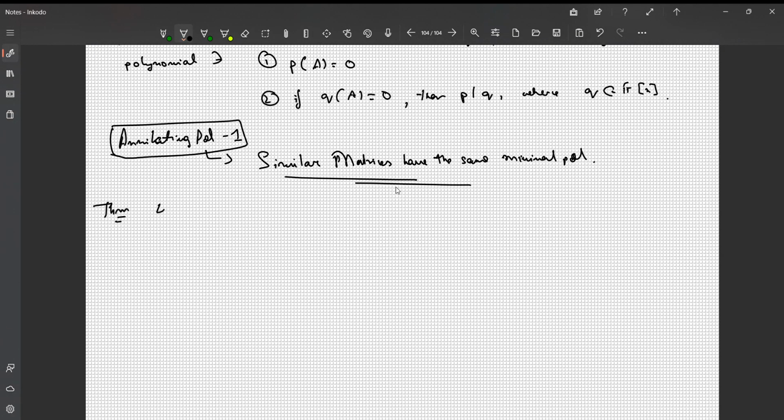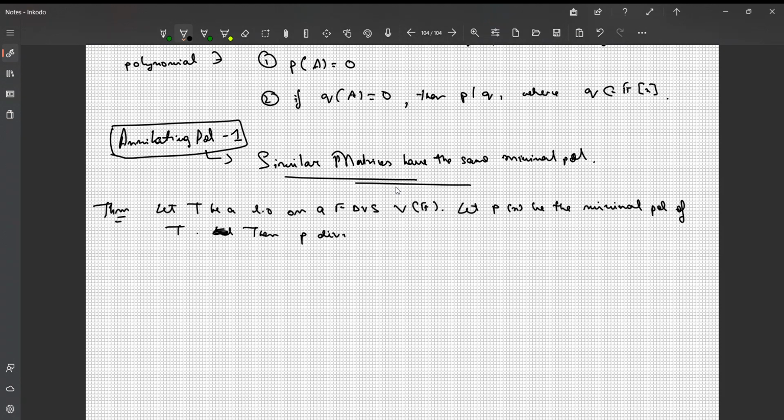We come up with a theorem: let T be a linear operator on a finite dimensional vector space V over F. Let P(x) be the minimal polynomial of T, then P divides the characteristic polynomial of T, and the roots of P are the characteristic values, that is the eigenvalues, of T.